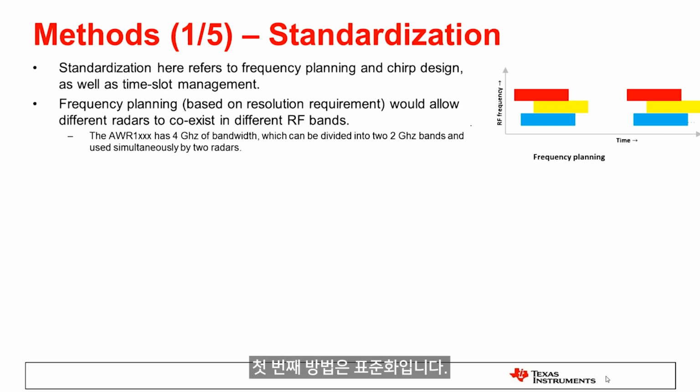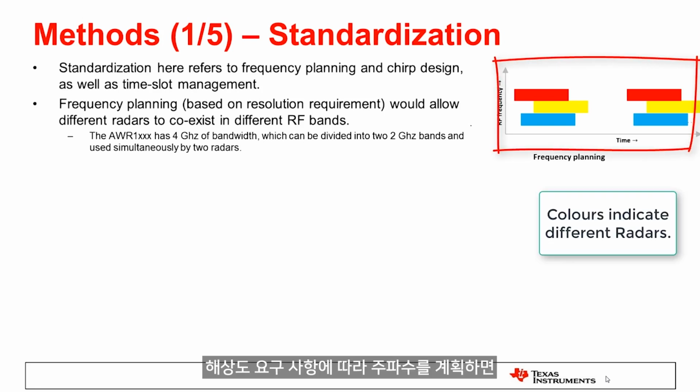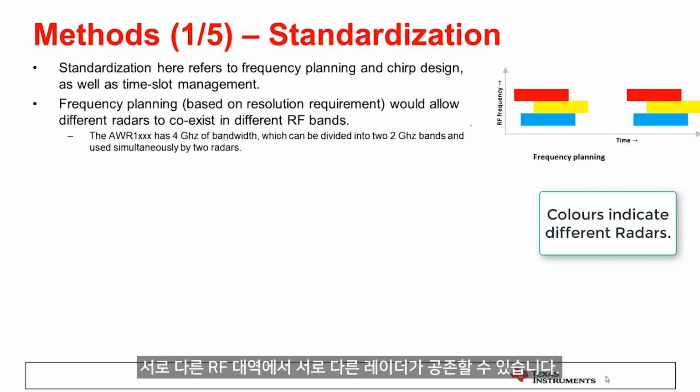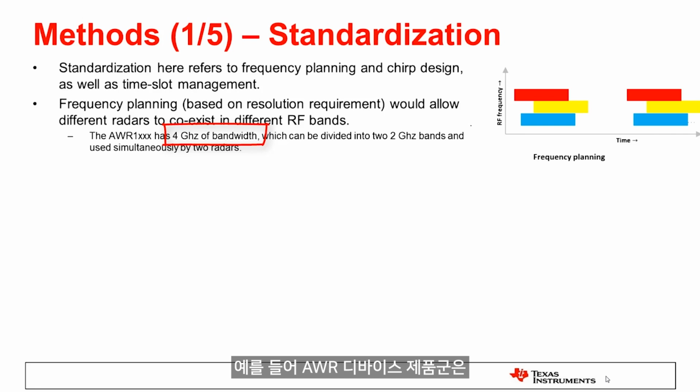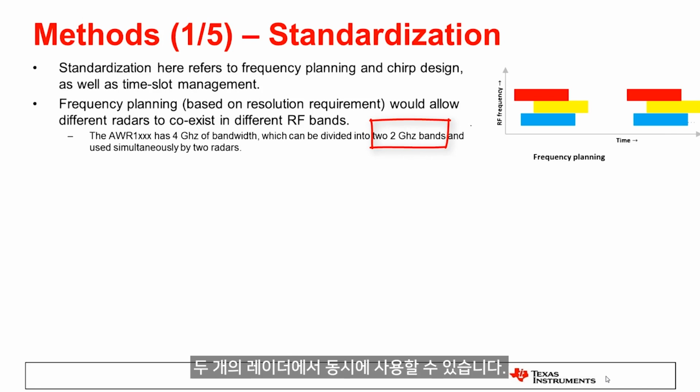The first method is standardization. Standardization refers to frequency planning and chirp design, as well as time slot management. Frequency planning, based on the resolution requirement, would allow different radars to coexist in different RF bands. For example, the AWR family of devices has 4 GHz of RF bandwidth, which can be divided into two 2 GHz bands and used simultaneously by 2 radars.